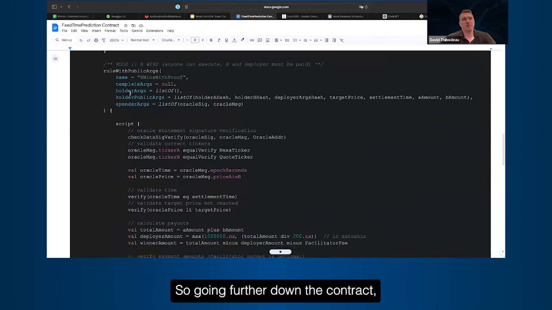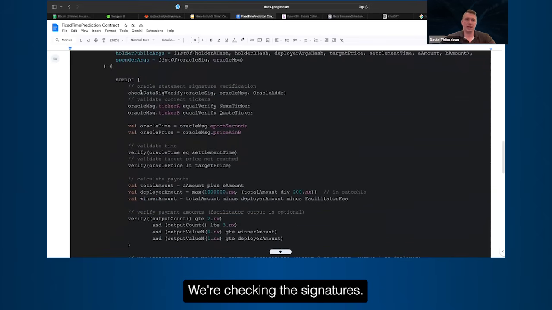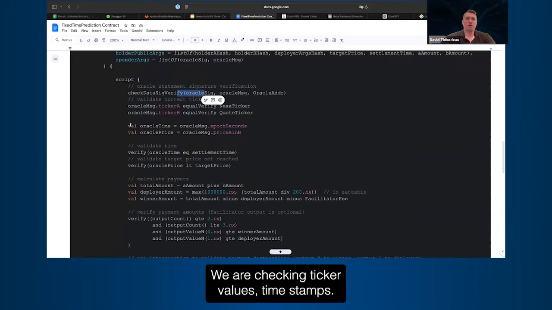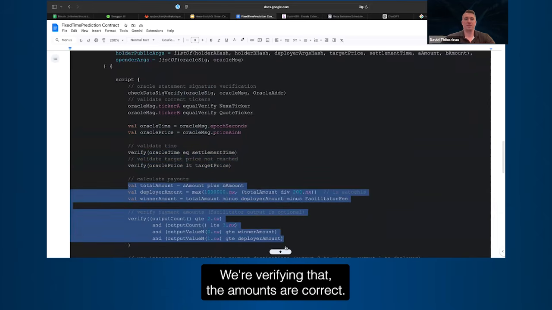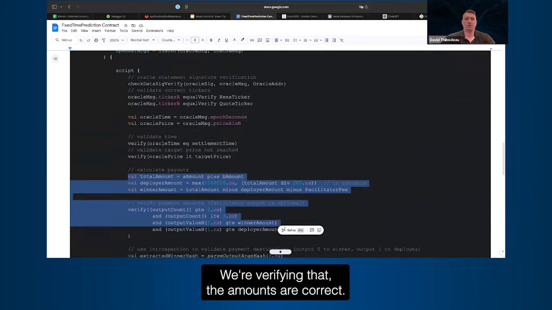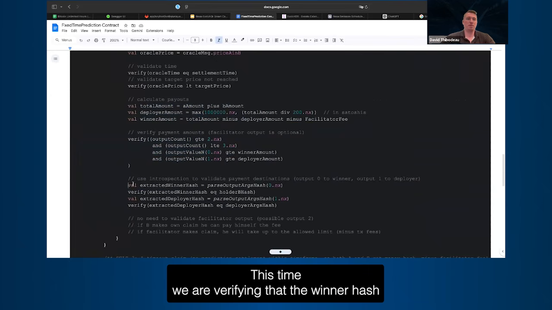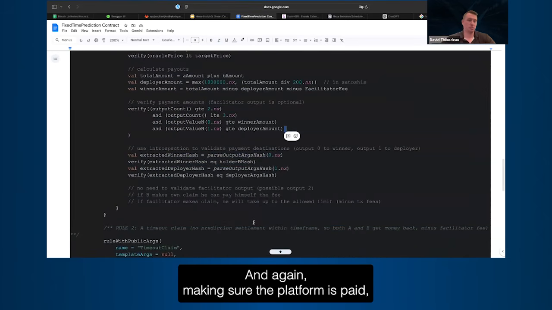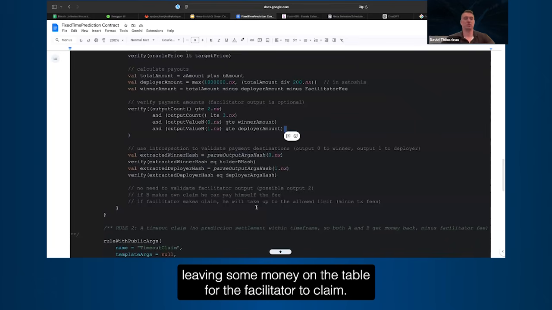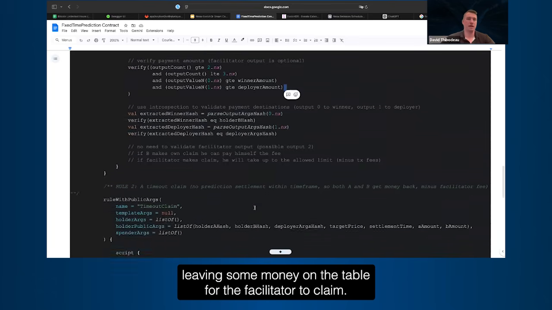So going further down the contract, we have a rule for B wins. It's the same thing. We're checking signatures. We are checking ticker values, timestamps. We are verifying that the price did not reach a target. We're verifying that the amounts are correct. This time we are verifying that the winner hash is actually Bob instead of Alice. And again, making sure the platform is paid, leaving some money on the table for the facilitator to claim.